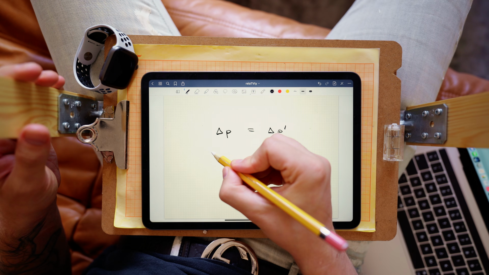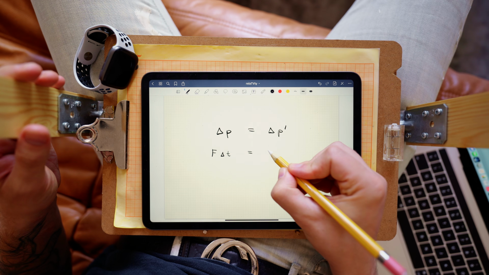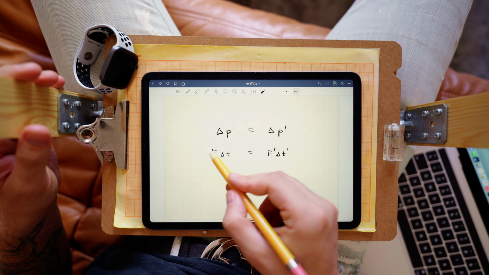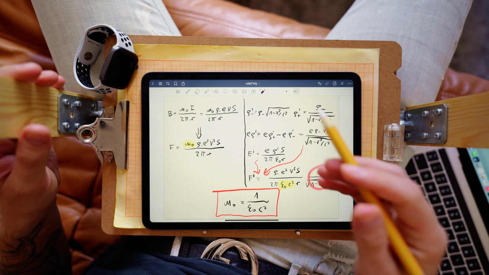But the momentum gained by the electron is simply the product of the force and the time interval. But the time intervals in both frames are related by a Lorentz factor. So the forces should also be related by the Lorentz factor. And they are. Problem solved.